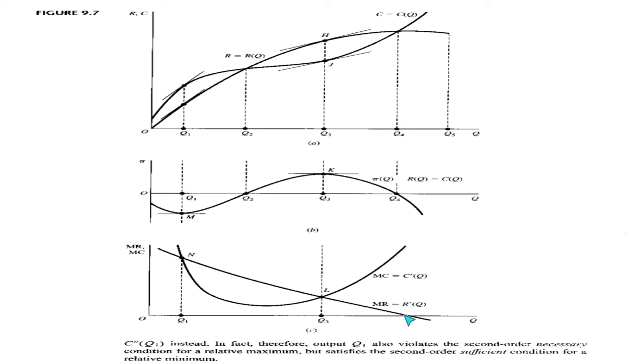Then we have the marginals in the third graph, the lowermost graph. We have the Q as an x-axis, and at the y-axis we have marginal revenue and marginal cost. The marginal revenue function is relatively simpler. It's an everywhere downward sloping function. Why? The slope of the total revenue diminishes along the curve. You see, it starts from positive, it becomes less positive, less positive. At some point, near Q4, it becomes zero. And then afterwards, the marginal revenue becomes negative.